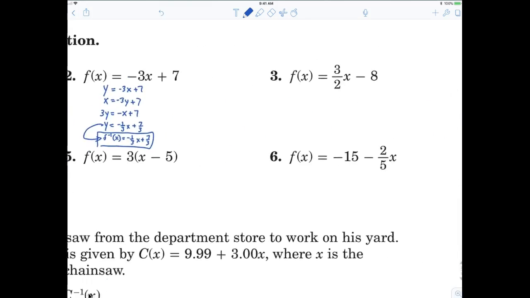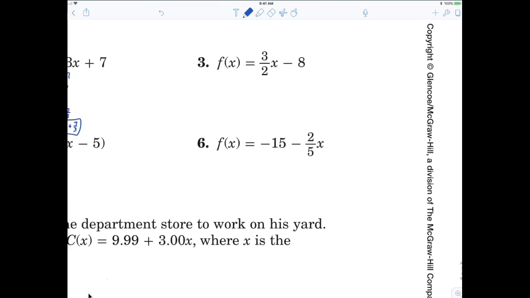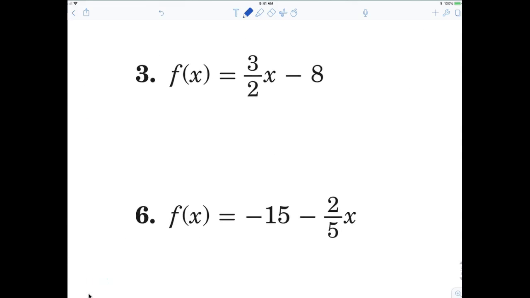All right, here we go. Let's check out number 3 now. All right, so save ourselves some time. x equals 3/2 y minus 8. So am I good with that? Now, should I move the y or should I move the 8? Move the 8. So x plus 8 equals 3/2 y.